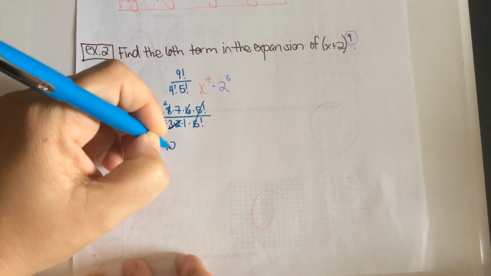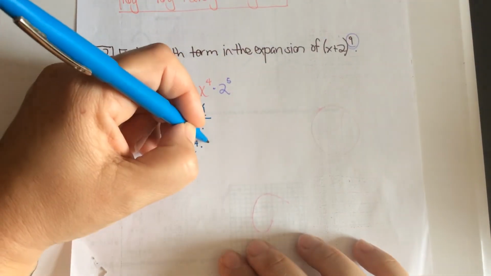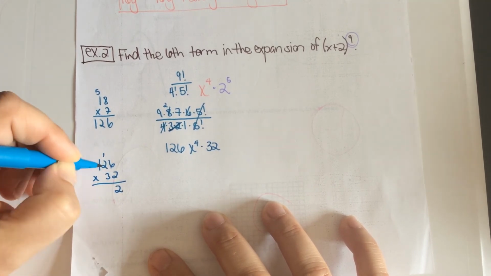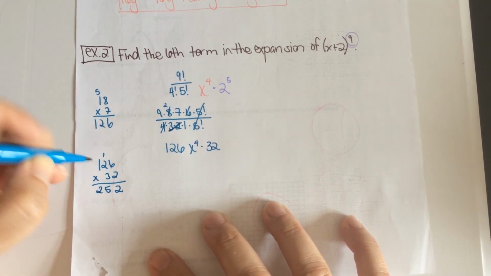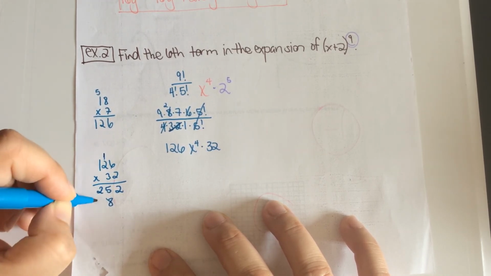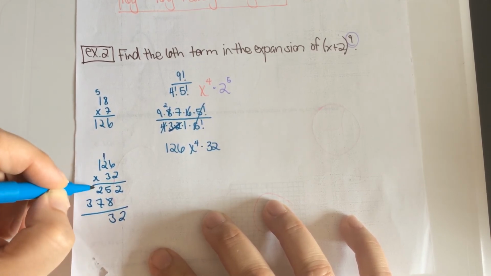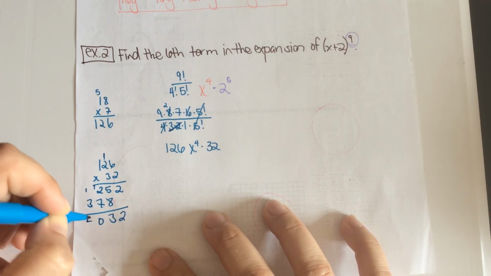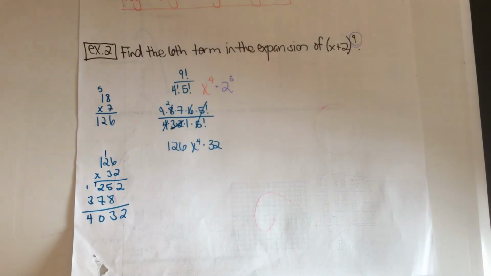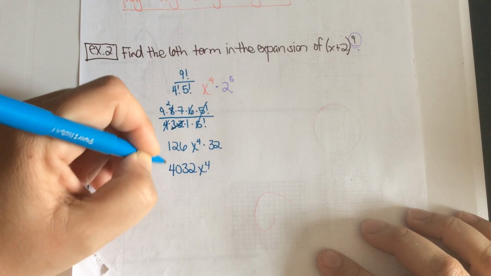So 126, x to the 4th times 2 to the 5th, which is 2, 4, 8, 16, 32. 126 times 32. I should probably check this on a calculator considering how my head feels right now. Actually, I have the answer right here. Let me just double check this. Yep, good. I can math. I can math. Hallelujah.